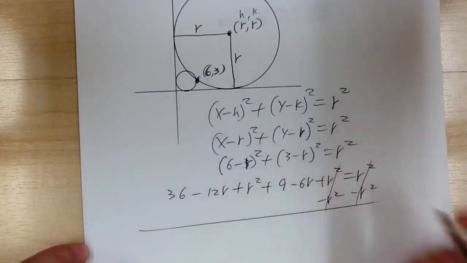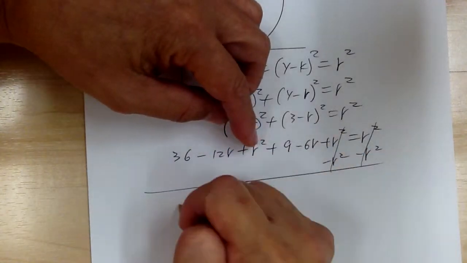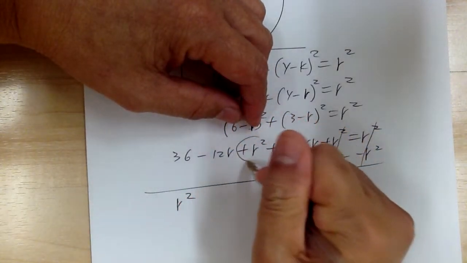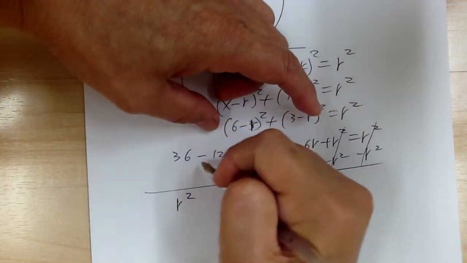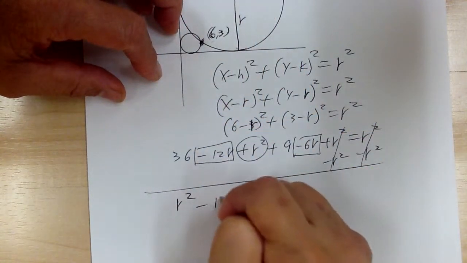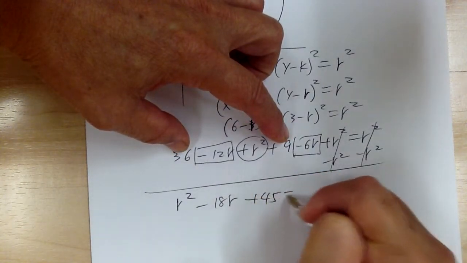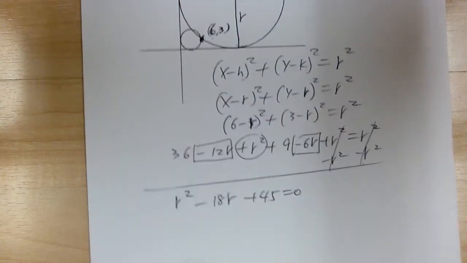Okay, so this cancels out, and I'm going to combine the like terms to write it in a nice form. So I got r squared, so that takes care of this one. Then I got minus 12r minus 6r, so minus 18r, and this will give me 45. Okay. So now you're going to solve that.